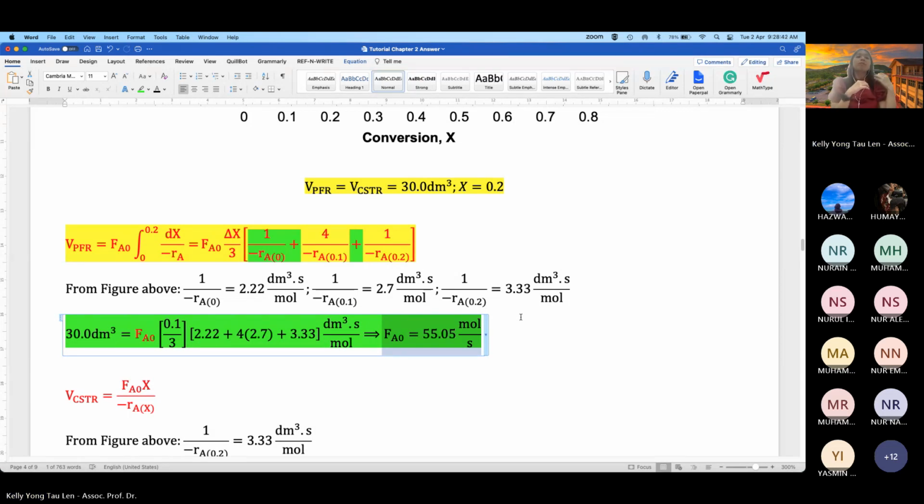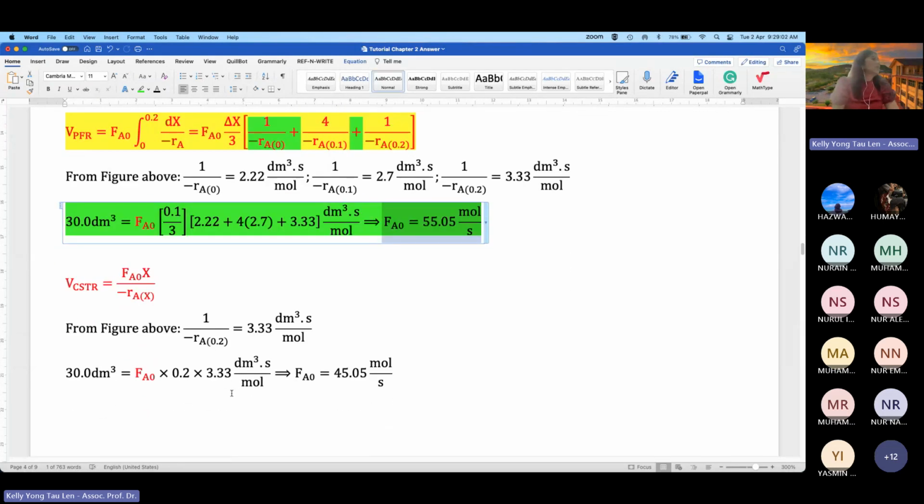In the previous example, the scenario was that you had the targeted conversion and already knew the inlet molar flow rate, and you wanted to determine how big the reactor shall be. So certain questions fit certain scenarios of application that you may encounter.